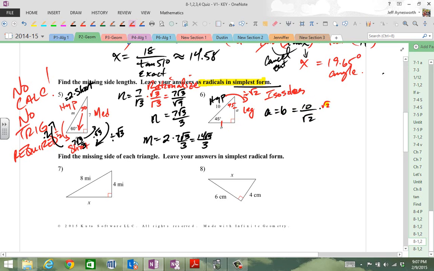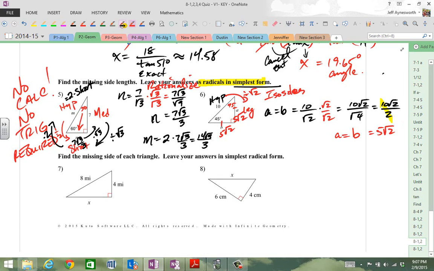Rationalize, as we always do, and you get 10 rad 2 divided by root 4, but that's 10 rad 2 divided by, well, root 4 is 2, all right? Now you're allowed to divide here because they're not roots, right? So 10 divided by 2 is 5, and you get rad 2. So A equals B, which is equal to 5 rad 2. They're both 5 rad 2 here and here. Why? Because it's isosceles, my friends. They're congruent. That's a very simple concept which we've been studying for a long time.